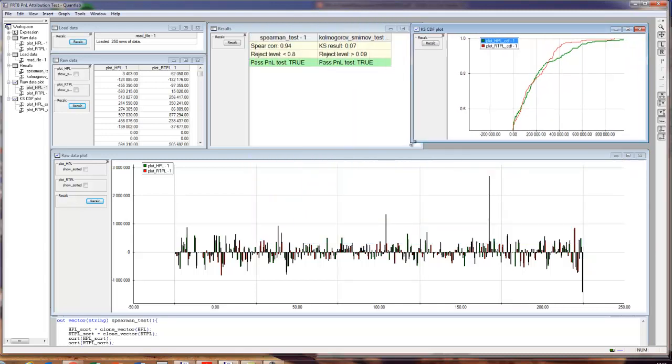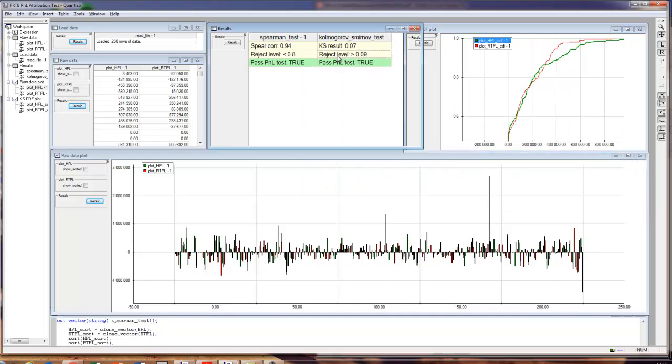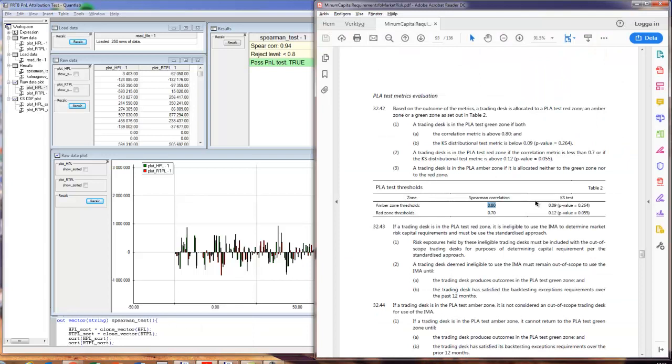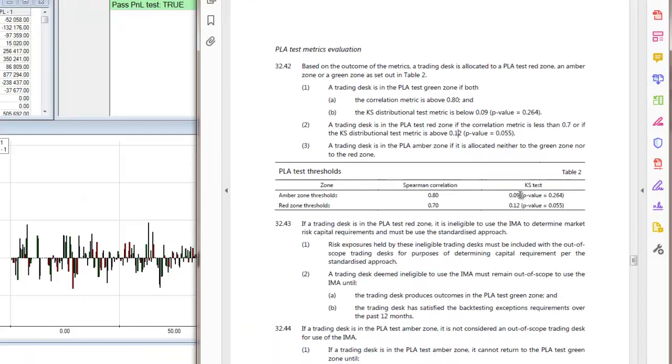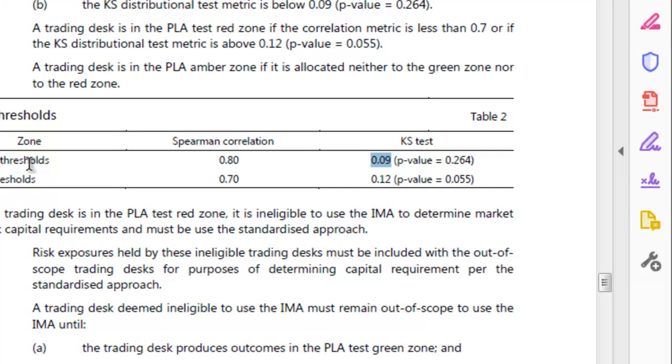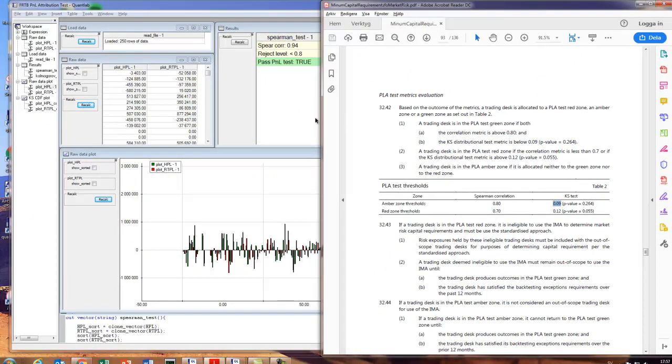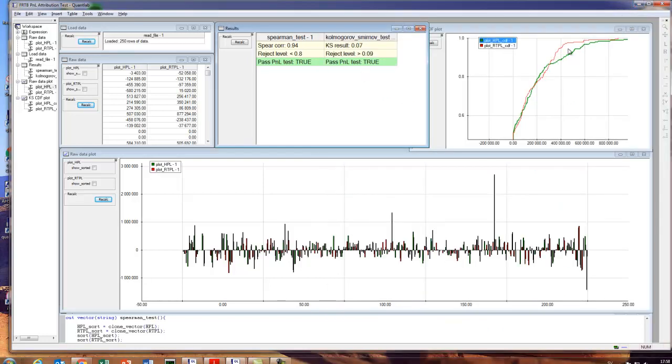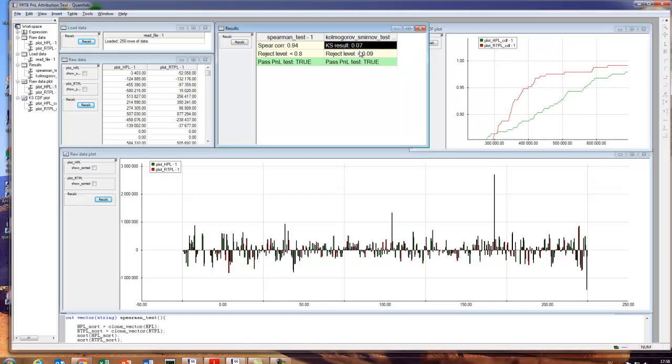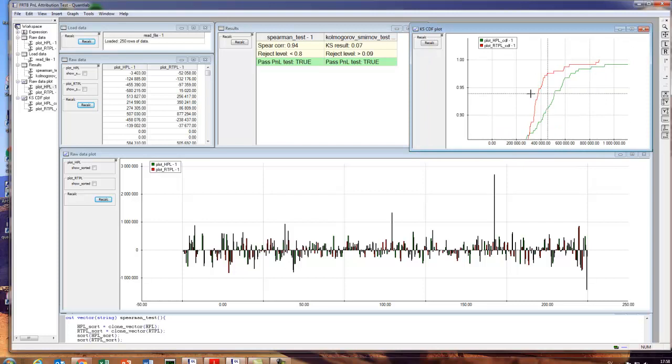That would be the test metric, and the rejection level of this test metric, we can again, for this specific document, is 0.09, and everything below that will be in the green, and everything above that will start entering into the amber zone, and above 0.12 it will be in the red zone. And in the green zone, we're then in the clear to use the internal models. So we can see here that the size of this calculated, we get 0.07, and reject is greater than 0.09. So this is then also in the clear. So this means that we're passing the test as well.